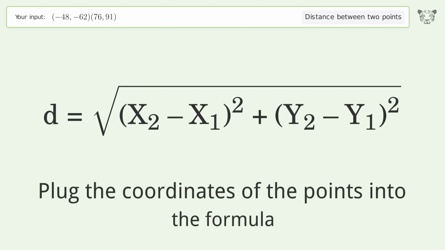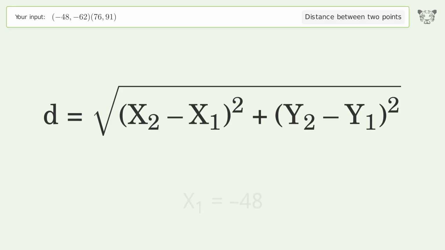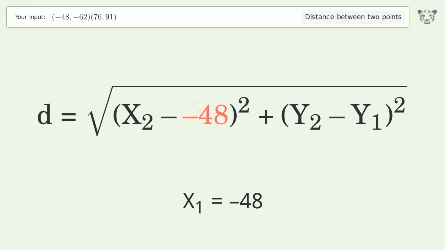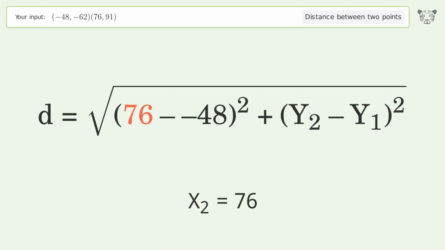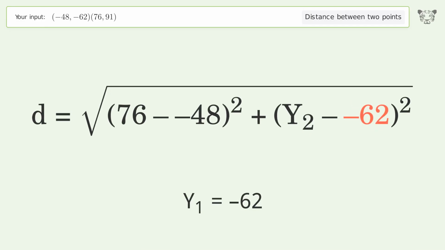Plug the coordinates of the points into the formula. x1 equals -48. x2 equals 76. y1 equals -62. y2 equals 91.